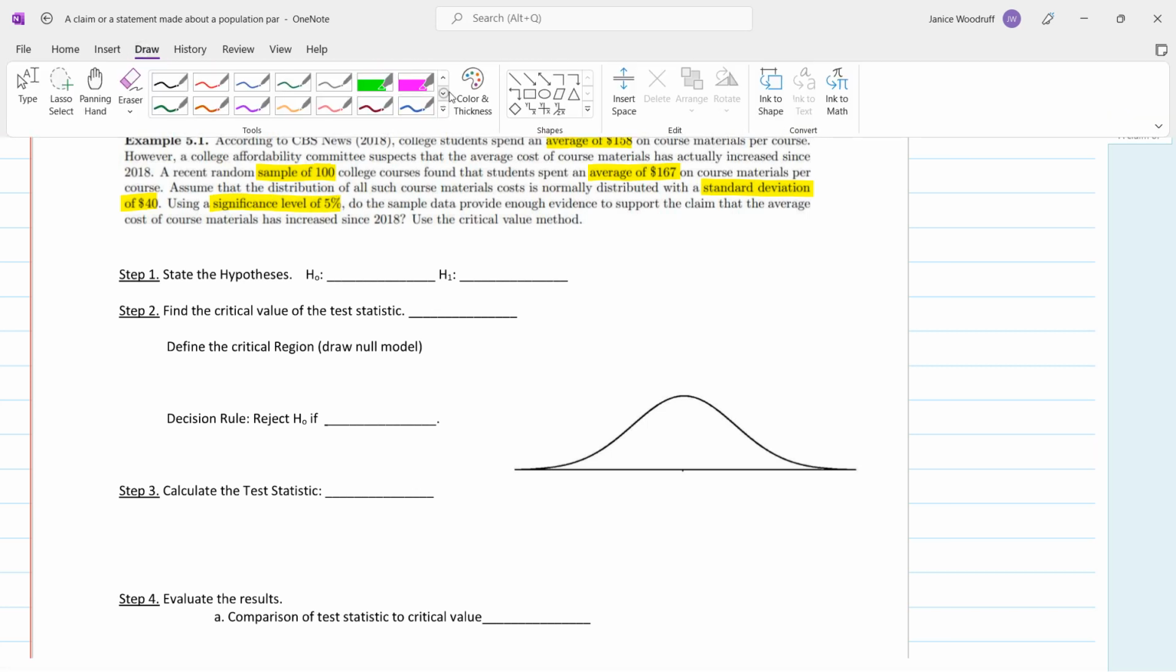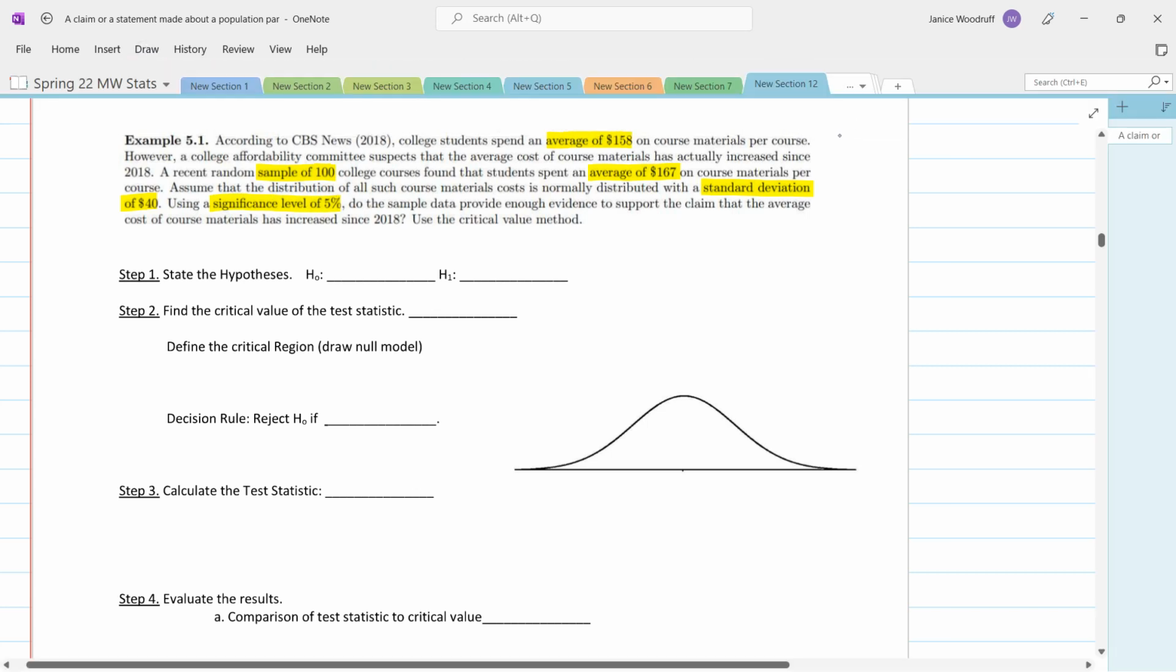So let's write that out. We have a population mean of 158. We're given a sample size of 100. We are given a sample mean of 167. We're given a standard deviation for the population of 40, because it says assume that all course materials are normally distributed with a standard deviation of 40. And then our significance level, that's alpha, 0.05.